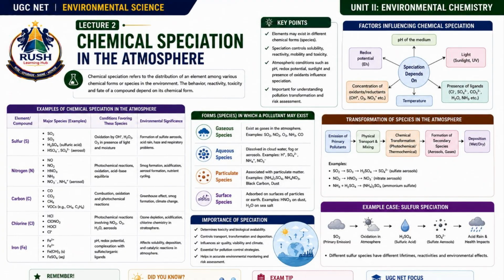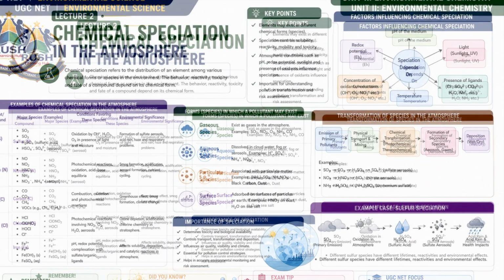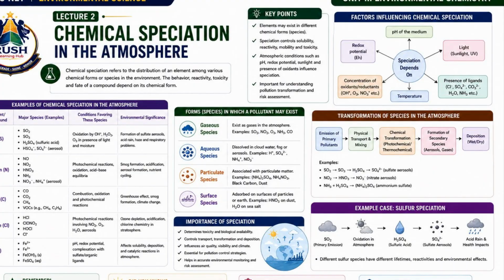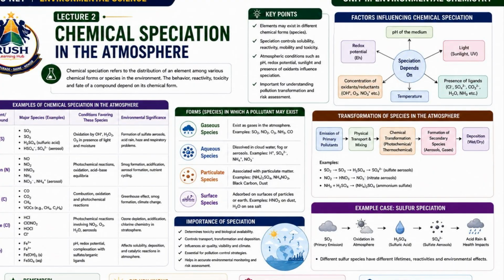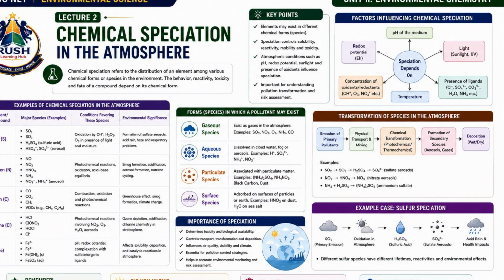Similarly, carbon can exist as carbon monoxide, carbon dioxide, methane, and volatile organic compounds. Each form has distinct environmental significance. Carbon monoxide is toxic to humans. Carbon dioxide is a greenhouse gas. Methane is a powerful greenhouse gas with high global warming potential. Volatile organic compounds participate in photochemical smog formation.